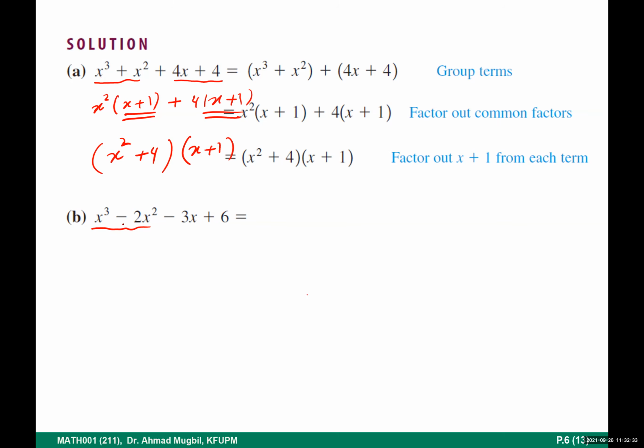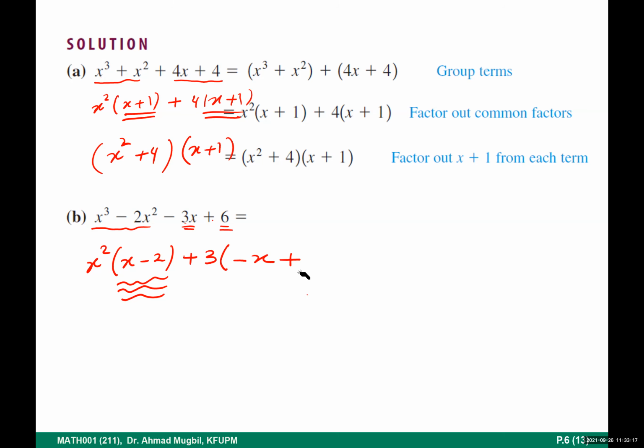So now what can we do? Let's try this. Between the first term and the second term, what is the common factor? X squared. Open brackets. What will you have here? X minus 2. Is that right? Now, the second group is minus 3x plus 6. What is the common factor between 3x and 6? It is 3. If you take positive 3 as a common factor, negative over positive is negative, 3 over 3 is 1, and you have x.